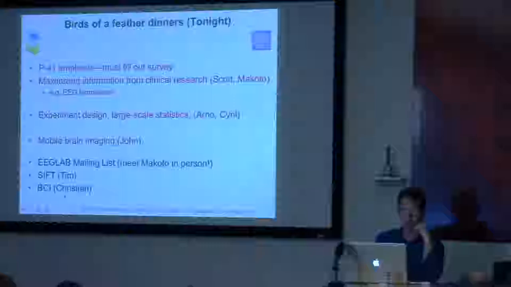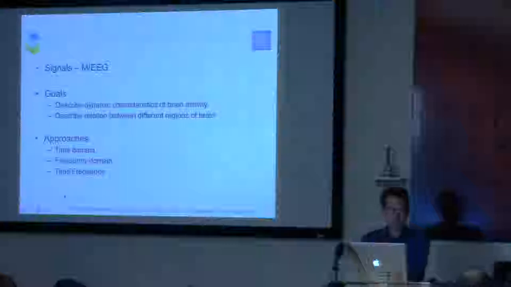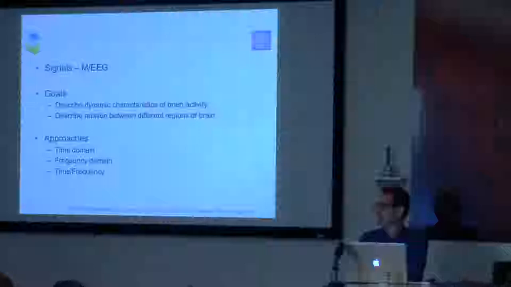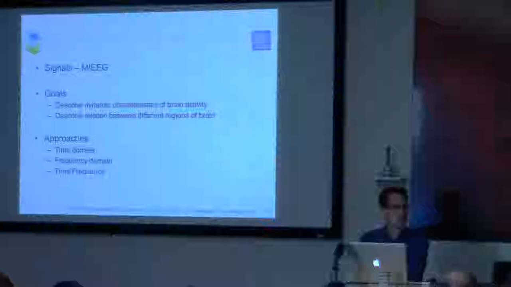Okay. So, our signals of interest, obviously, in this workshop are MEG and EEG, primarily EEG, I guess, for most of us. We want to describe dynamic characteristics of brain activity and relationship between different areas of the brain. So traditionally, there are various approaches to doing that. We can answer these questions in the time domain. We can look in the frequency domain or the time frequency domain. So I'll be focusing on the latter.